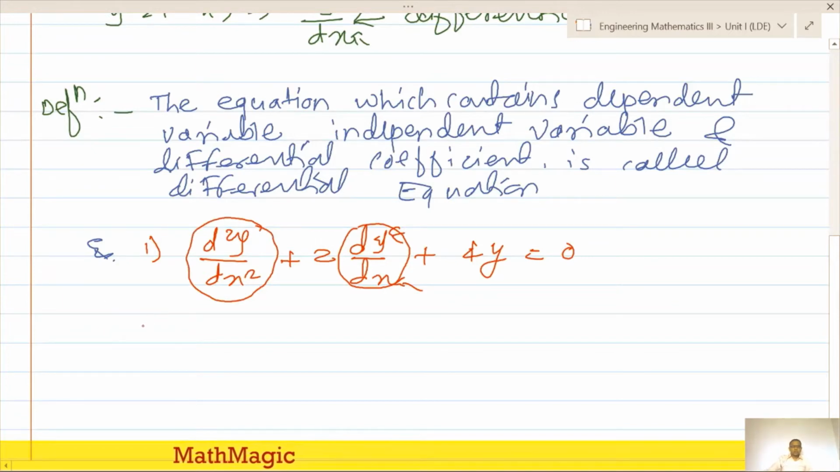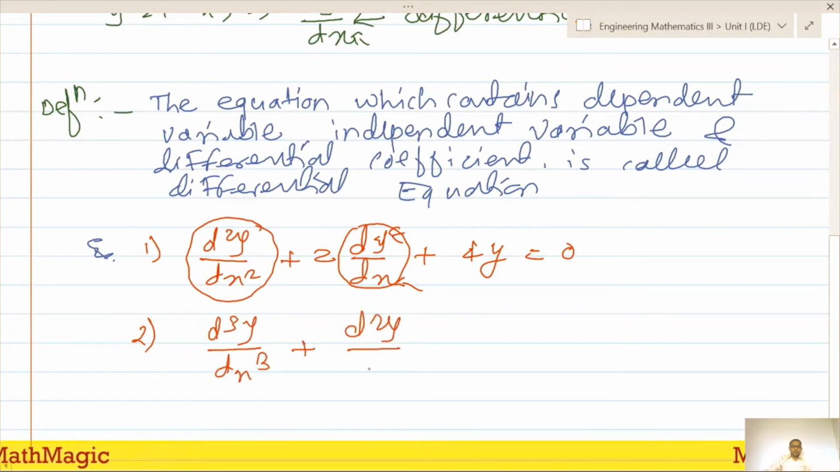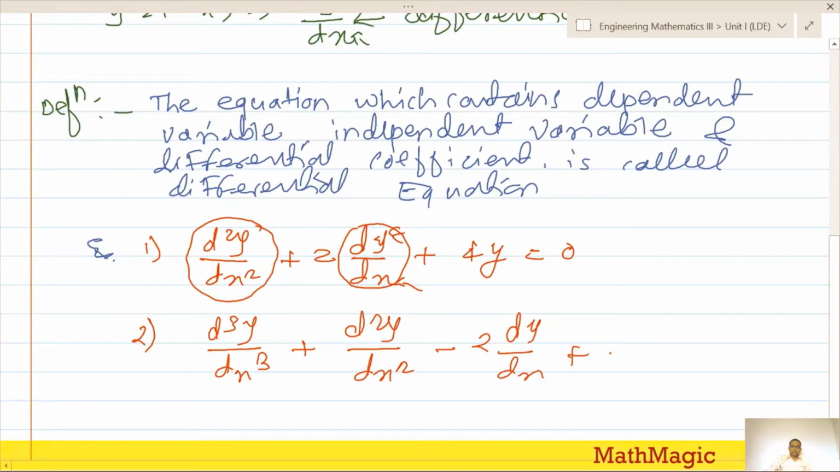One more example: d cube y by dx cube plus d square y by dx square minus 2 dy by dx plus 3y equals 0. This is one more differential equation, because it contains dependent variable, independent variable, and differential coefficient.